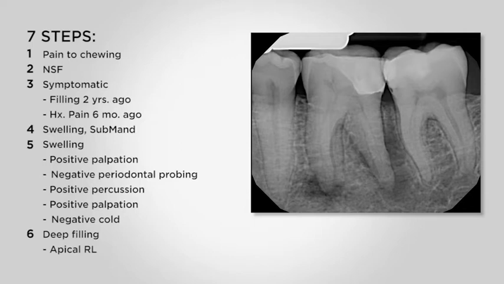So here we don't need to do any of the additional tests because our diagnosis is fairly clear that we're dealing with a pulpal diagnosis of necrosis due to no response to our vitality tests, and also a periapical or apical diagnosis of acute apical abscess. And it's an acute apical abscess because you have swelling present, you have submandibular space involvement here, and the patient is symptomatic and in pain.